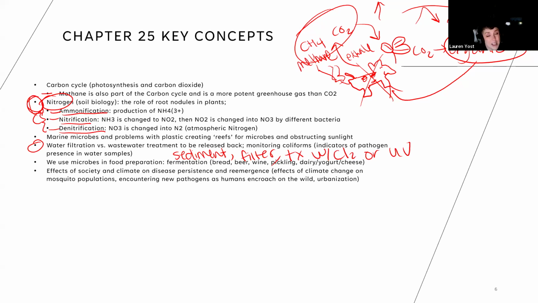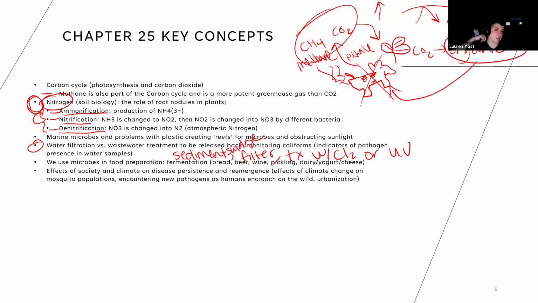And then it can be treated. Wastewater treatment, which is talking about actual feces, what we would call brown water or black water, coming from toilets and things like that, has to be treated with a little bit more strict levels of these steps. Other than sedimentation, we also have a sludge phase.